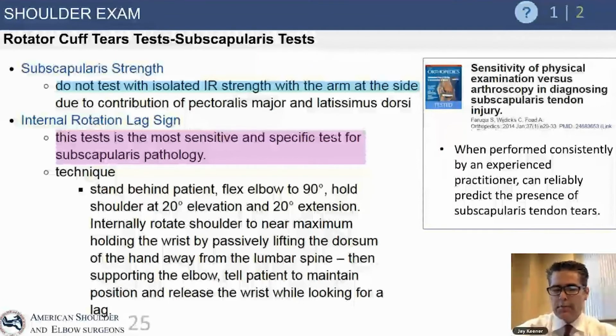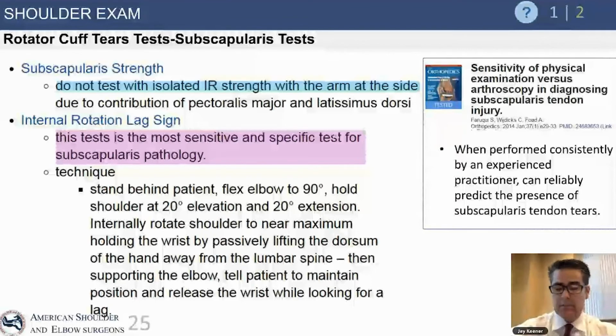But basically, if you bring the patient's hand behind their back into the small of the back with their elbow flexed about 90 degrees and bring their hand away from the small of their back and into a maximum internally rotated position, and then you have them hold that position. If they can hold it and generate some resistance into your hand, if that's negative, that's a pretty good sign that the subscapularis tendon is intact.